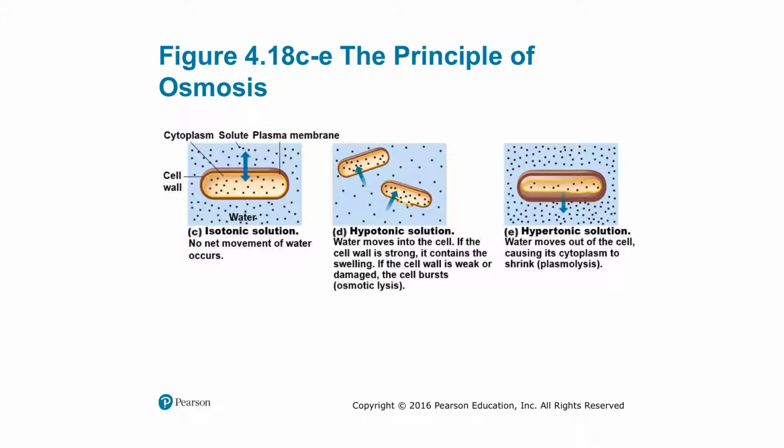Okay, so you might remember this from anatomy and physiology or from basic biology, where in the isotonic solution, everything's fine. In the hypotonic solution, the cells are eventually going to swell and go through osmotic lysis. They're going to rupture. But the hypertonic solution is when the water moves out of the cell, causing its cytoplasm to shrink, and this is what we call plasmolysis.